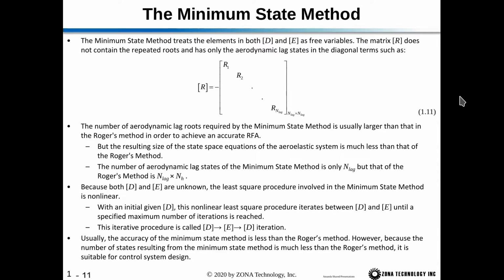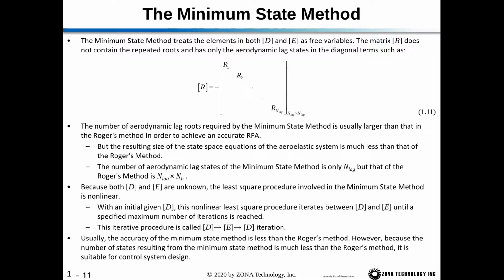Now the number of aerodynamic lag roots required by the minimum state method as a user input is usually larger than that in the Rogers method in order to achieve an accurate RFA. However, the resulting final size of the state space equations is much less in the minimum state method because the number of lag states in the minimum state method is only n lag, but in the Rogers method it's n lag times nh. So for example, if you have 30 structure modes using the Rogers method, you only may need an n lag between 2 and 5. But for the minimum state method, n lag would probably be somewhere between 5 and 8 for 30 modes.